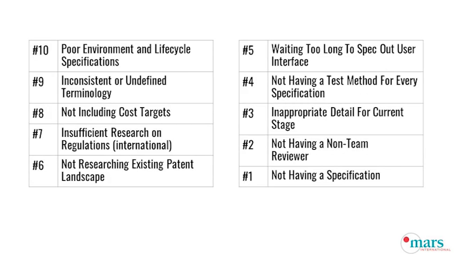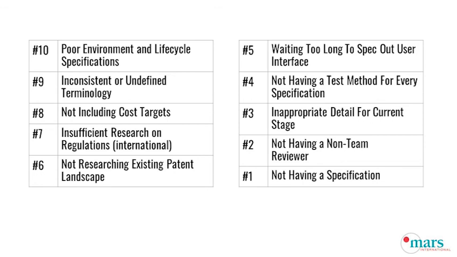Okay, so let's just recap the top 10, the 10 items that we talked about here. Number 10 was poor environment and lifecycle specifications. Again, you want to look at operating environments, storage environments, transportation environments, but also end-of-life type things, or user repair or access, or technician repair. Make sure that everything is in line with that. Number 9, inconsistent or undefined terminology. Is everything understandable in the spec? Is every term used in a consistent way and you don't have multiple terms for the same concept?